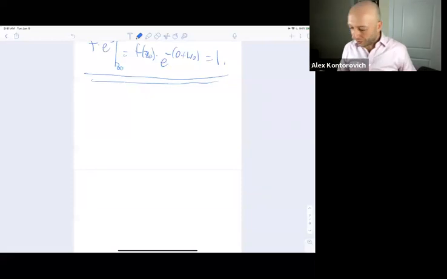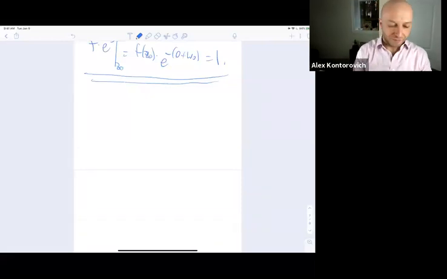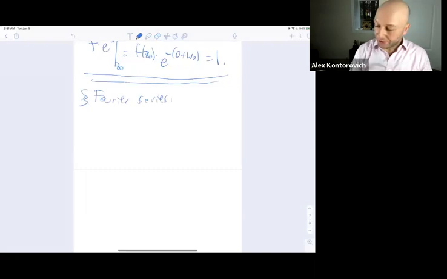Okay, so we only have a few minutes. Let's do a little primer on Fourier analysis. Fourier series, not to be confused with Fourier integrals, which is where we're headed next. But here's a little theorem.